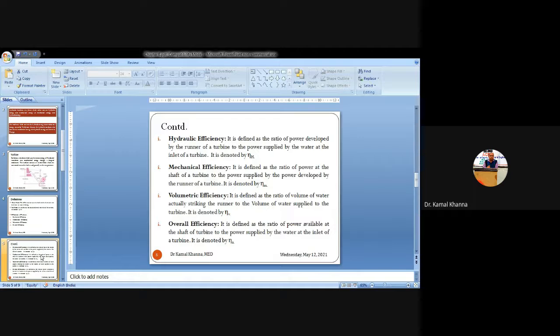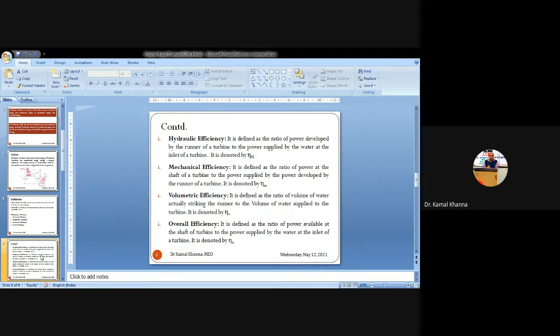Next is the overall efficiency. It is defined as the ratio of power available at the shaft of the turbine to the power supplied by the water at the inlet of the turbine. How much power is available at the shaft, and how much we supplied through the water at the inlet of the turbine. That is called the overall efficiency.